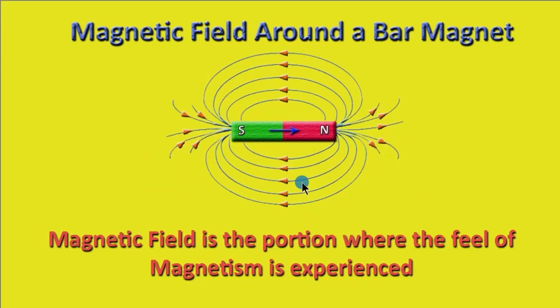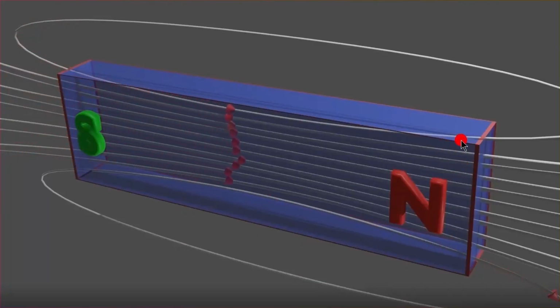Magnetic field is the portion where the field of magnetism is experienced. That is, when we bring a magnetic material, it will experience the force of this magnet in these areas, while here it will not. So it is the portion where the field of magnetism is experienced. By convention, the direction of the magnetic field is taken to be outwards from the north pole into the south pole of the magnet, while inside the magnet, its direction is from south pole to north pole.